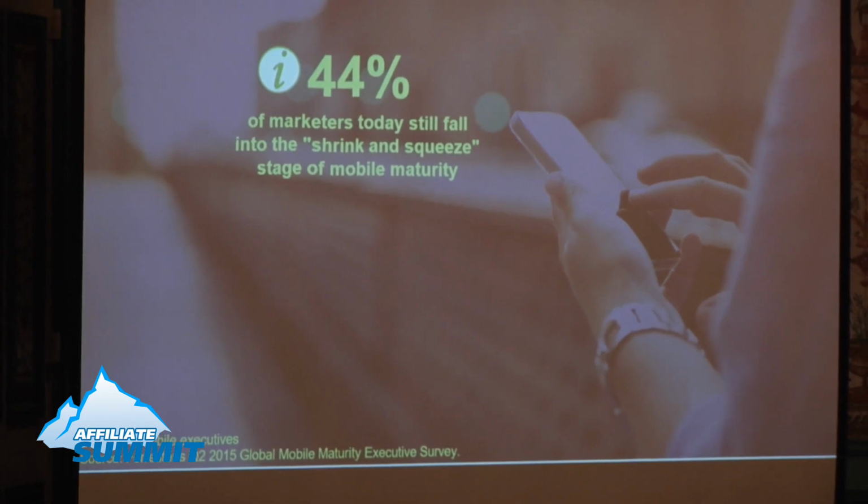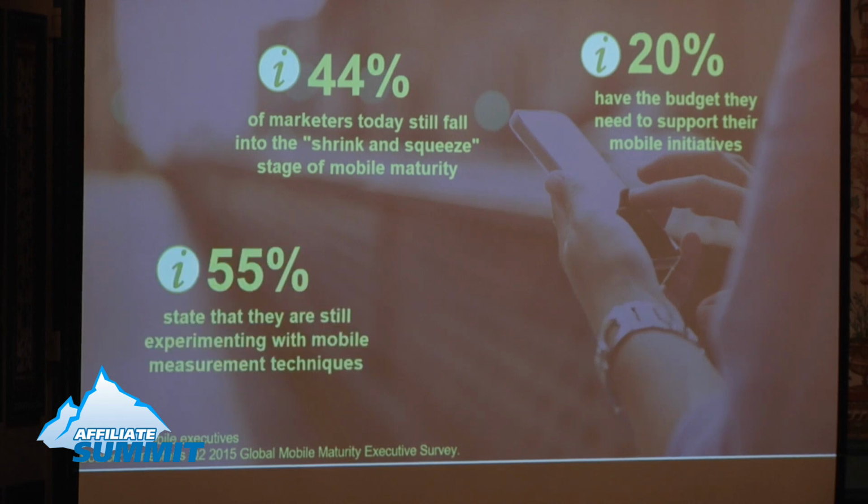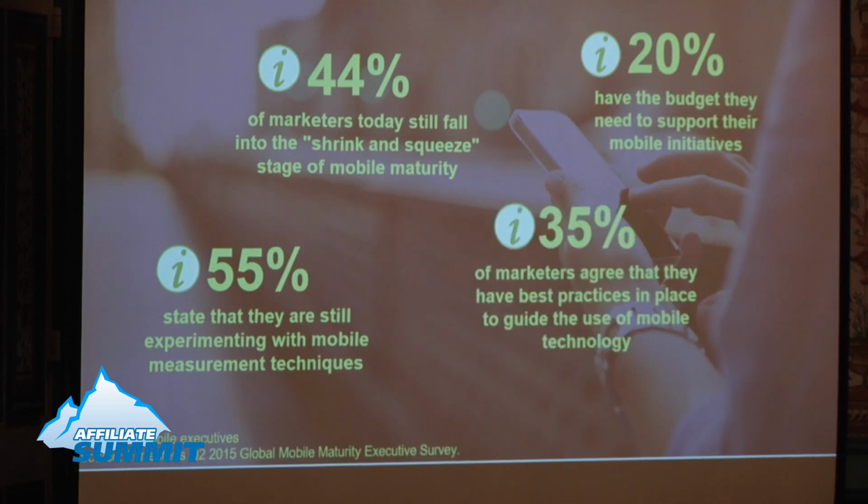So 44% of companies today are treating mobile like they do their desktop and old advertising. 20% have budget that they need to support their mobile initiatives, which is up from about 5 to 10% last year. 55% still say that they're experimenting with mobile, right? That's one of the biggest things with mobile, the experimentation of this platform and trying to figure out how it works. You really do have to truly experiment.